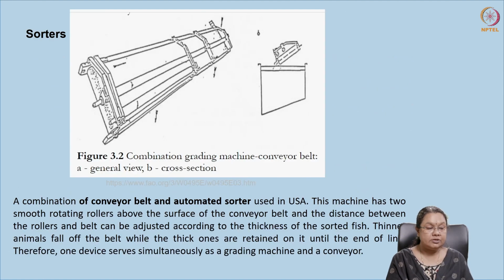So this is a picture of a sorter. The sorter has a conveyor belt. This is the one which is used in the US. And it has two smooth rotating rollers. Here you can find the smooth rotating rollers and a conveyor belt. The distance between the rollers and belts is adjusted in such a way that the thick fish are retained and move along the length of the belt, whereas the thin fish fall down and are separated from the thick fish. So this is one way of sorting the fish, and this also helps in grading the fish.